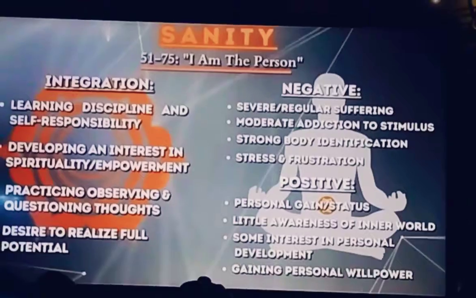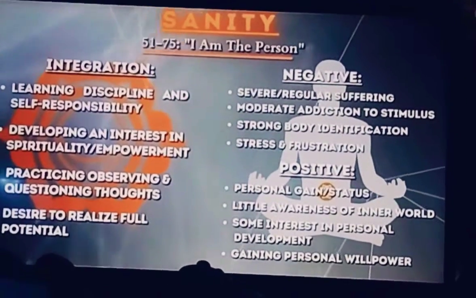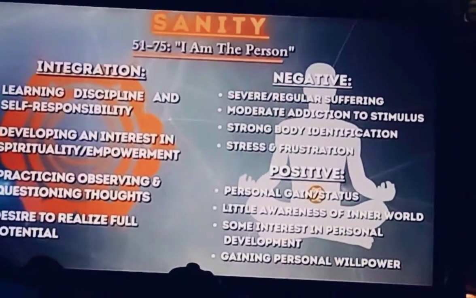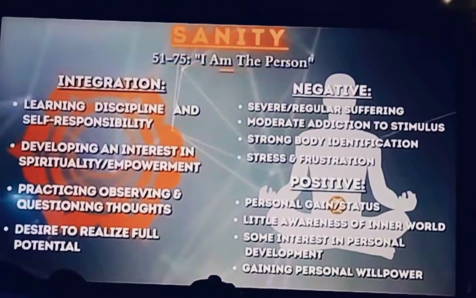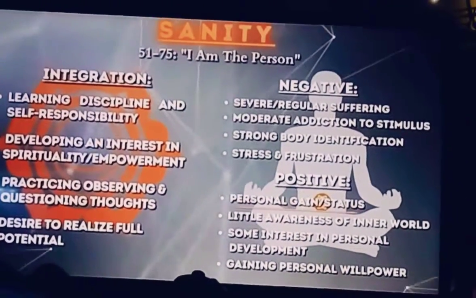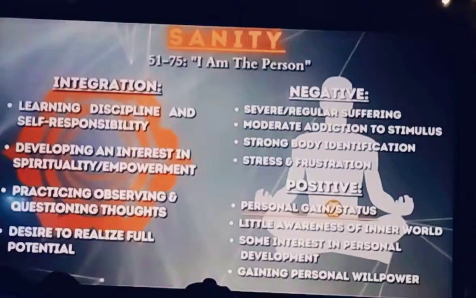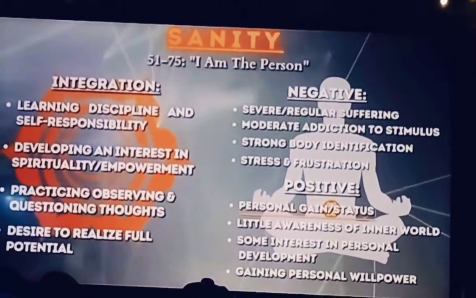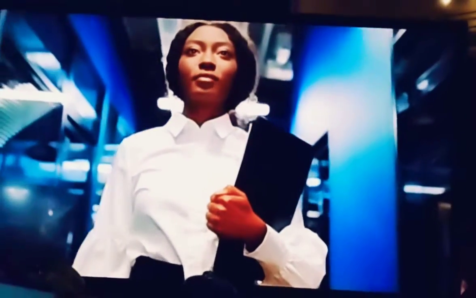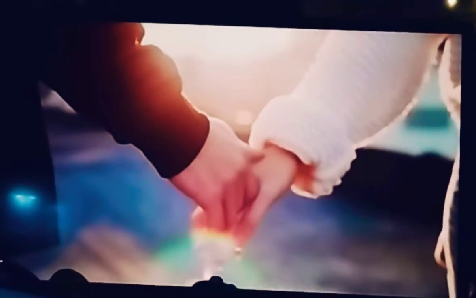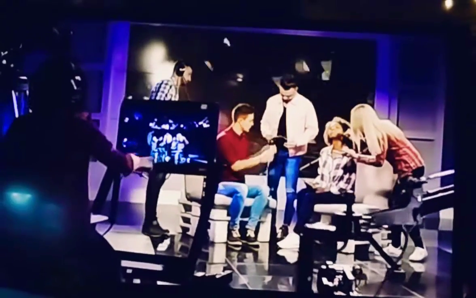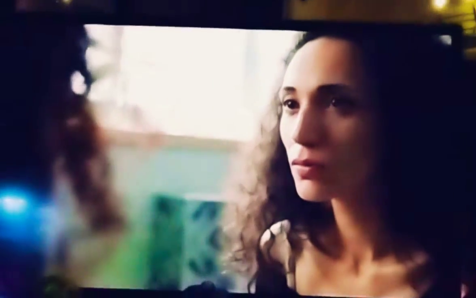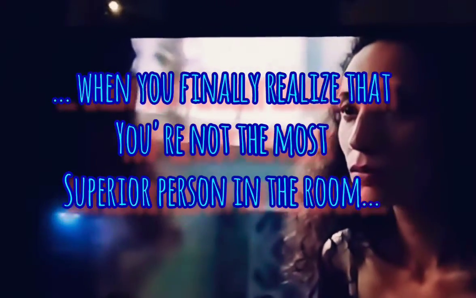This SQ range is between 51 and 75, and the identity at this level is I am the person. This is the range where one becomes interested in personal development. It may look like wanting to have a successful career, relationship, or to make a name for oneself. But it begins at the point where one realizes that their state of consciousness can be improved, and they aren't just a total victim to the world.